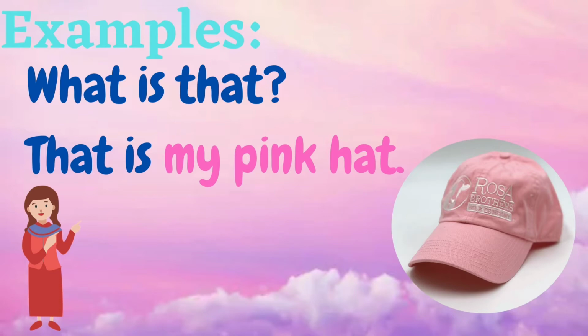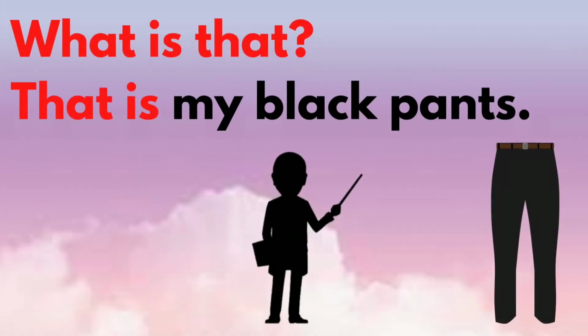Okay, after this, Miss Lia will give you the other example. What is that? That is my black pants. In here, the pants is only one. That's why we have to use also "that." What is that? Yeah, that is my black pants. Because in here the pants is only one, we also have to use "is," yeah? That is.